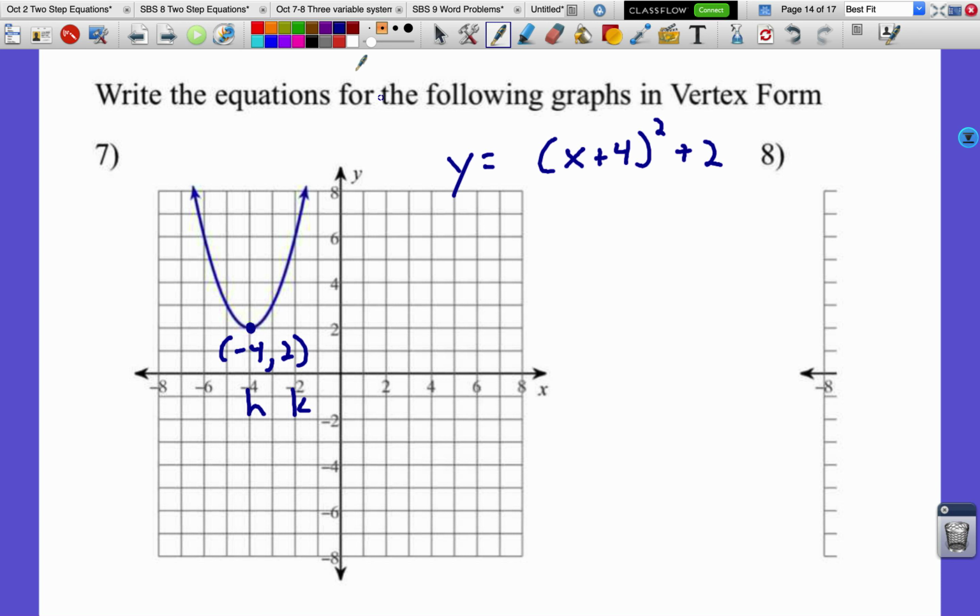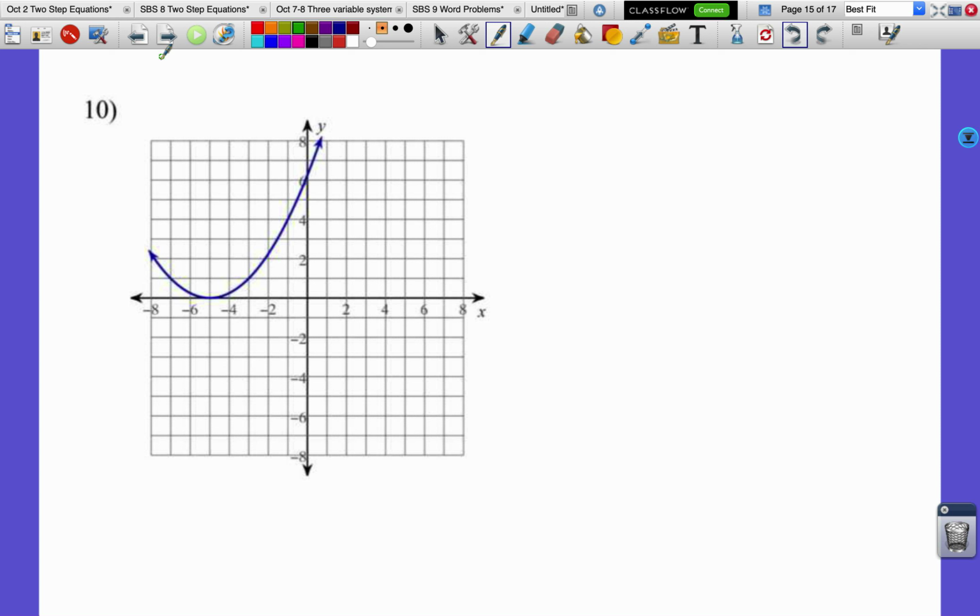Now I just have to figure out what the a value is. And the trick is just go over 1 and then count up to the vertex. I only have to go up 1. So my a value is 1. I don't have to write it, but there's a little invisible 1 right there. Okay, here's another one.